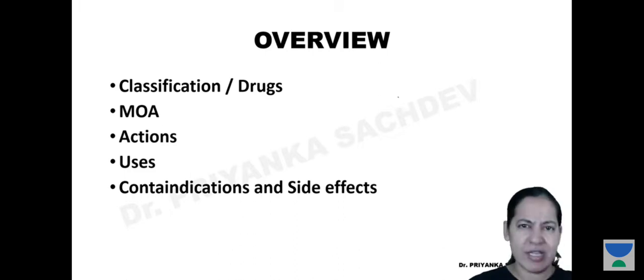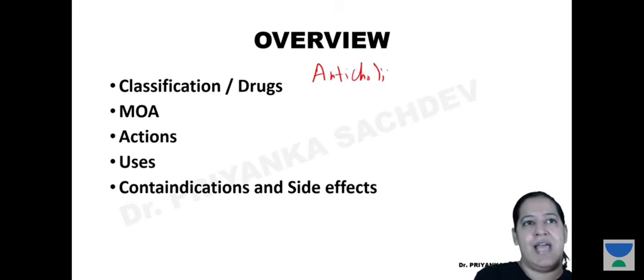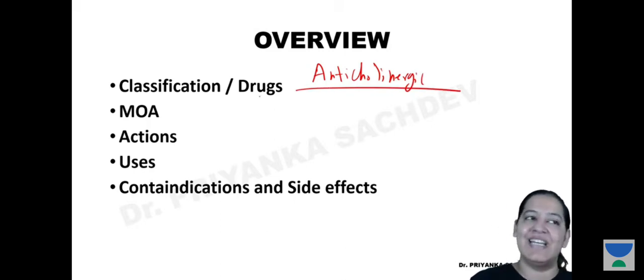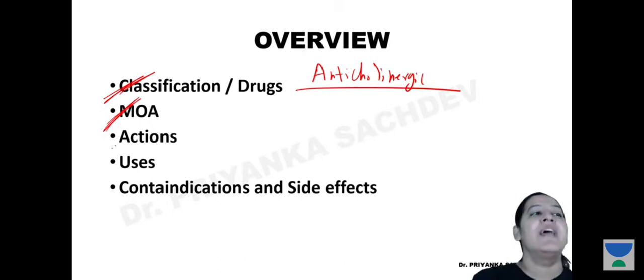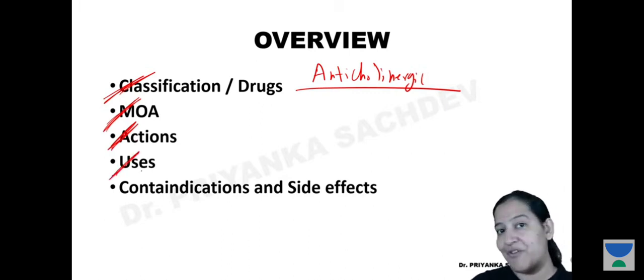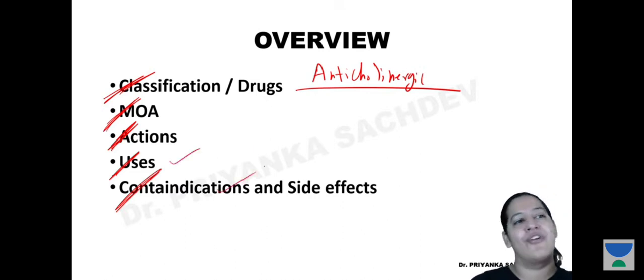That was an overview of what we have to study. So my chapter for today is anticholinergic drugs. All chapters I teach under these headings only in the entire pharmacology. First I will let you know the classification of this class of drugs. Then I will tell you the mechanism of action, the most important, which I have already taught you in short. Then I will teach you the actions at various organs, all organs. Then I will tell you the uses, the mnemonic for the uses, then contraindications and side effects, and the way to learn the uses, contraindications and side effects.